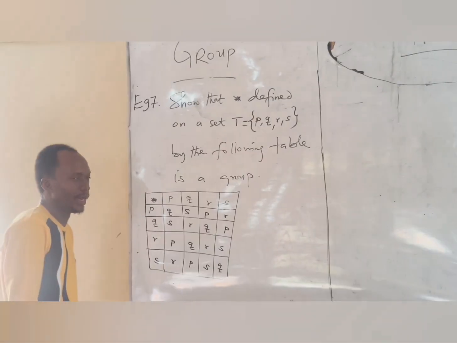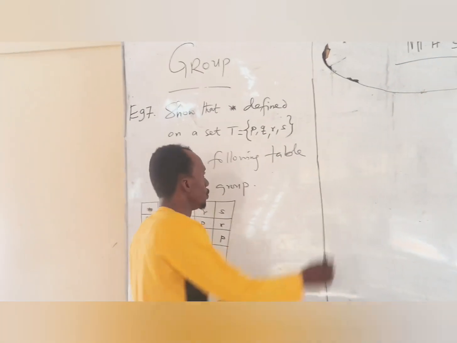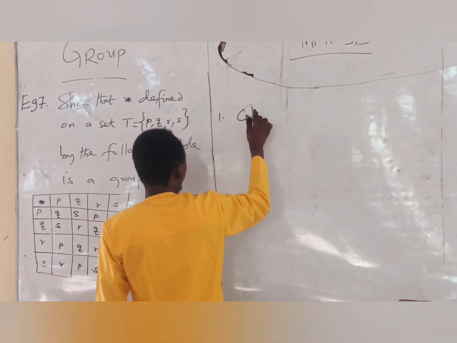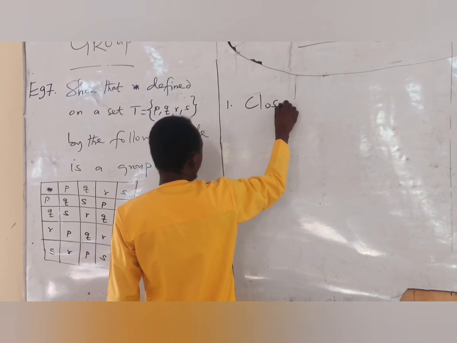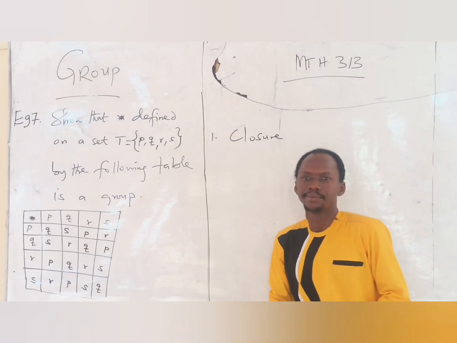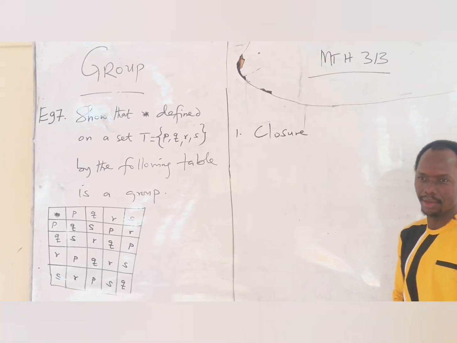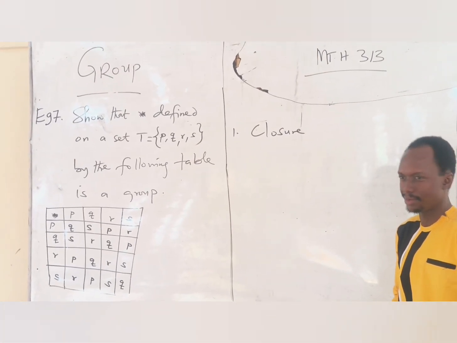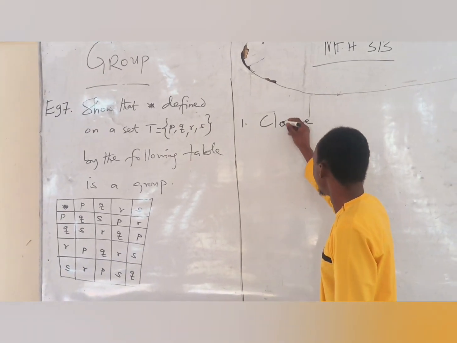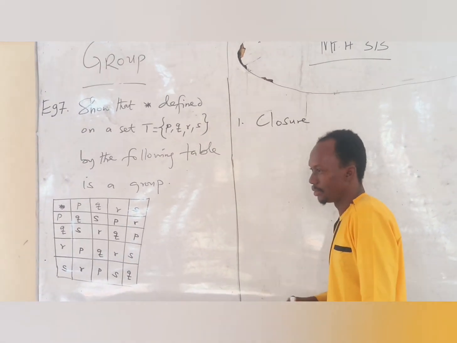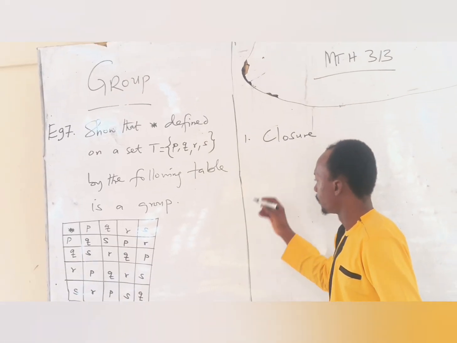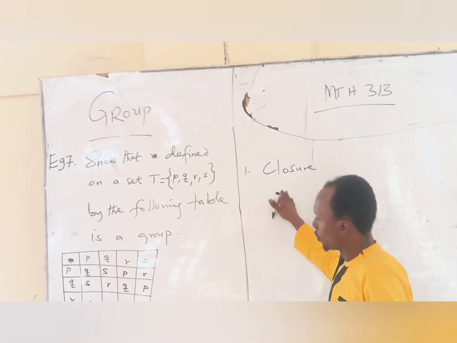It's to show that it's a group. So this is another type of question. So let's show the first one. Closure. Don't write please. Watch. Why is it called like that? We haven't solved a question like this before. So closure, let's see.